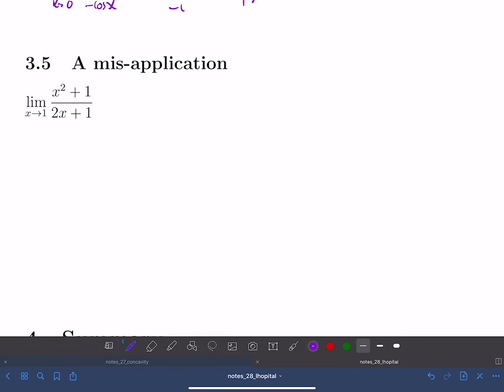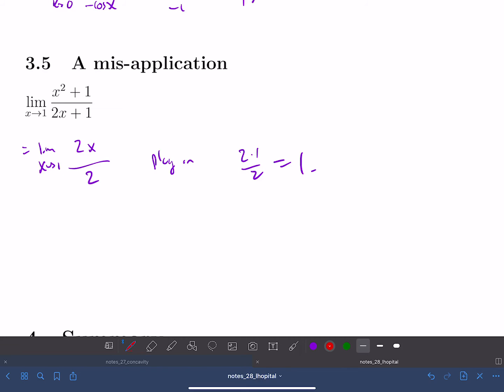Let's see what happens here. Okay, so I've got this function here. The limit as x approaches 1 of x squared plus 1 over 2x plus 1. Okay, well, let's just do L'Hopital's rule to it. So this is equal to the limit as x approaches 1 of 2x over 2, and then I plug in and get 2 times 1 over 2 equals 1. Right? Oh, what's that? I didn't check that I could do this before I did it. I just did it. Well, I don't have indeterminate form? Oh, come on. How do you know that?